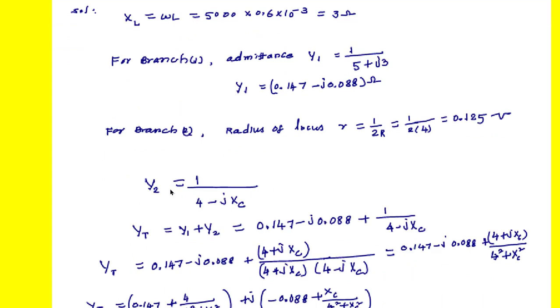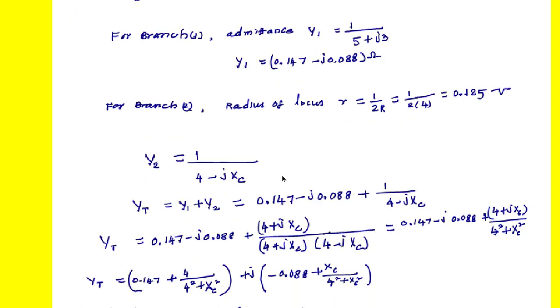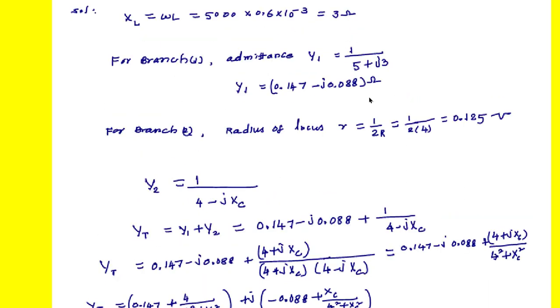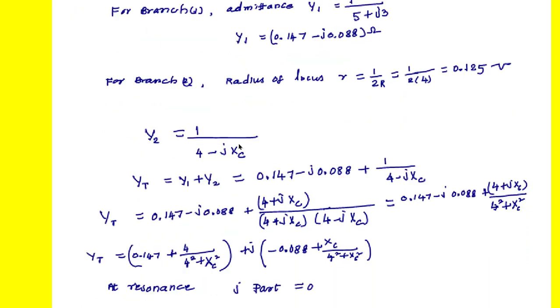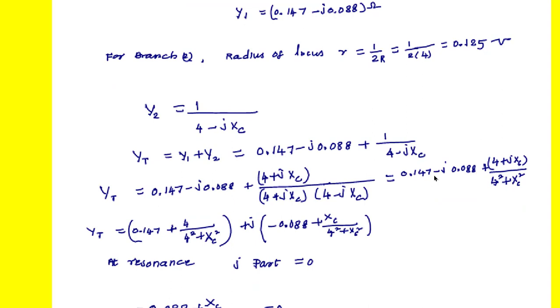Then what is Y2? For branch 2, we can write a general equation as 4 minus JXC. So we know Y1, that is for the fixed RL branch. Similarly, for the RC branch, we have the general expression, that is 1 by 4 minus JXC, which we call Y2. Now, we calculate the net admittance. YT is equal to Y1 plus Y2. If we add both, we get like this.